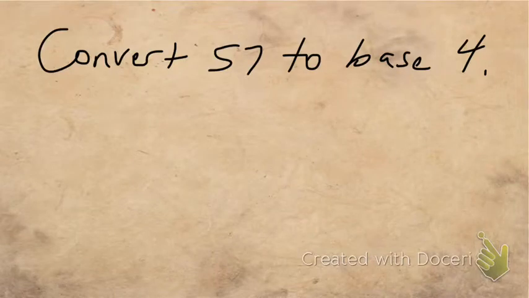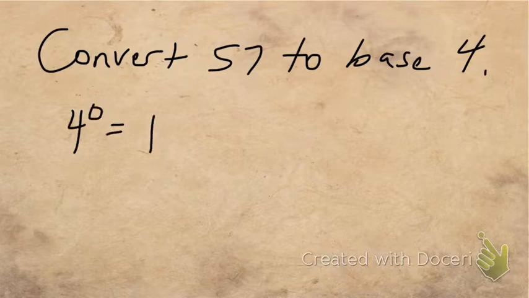Our task is to take something so fundamental, our counting system, and rethink it. We want to convert 57 to base 4. Our 57 means 5 tens and 7 ones, powers of 10. But now I want to put it into base 4. Let me begin by considering the powers of 4.